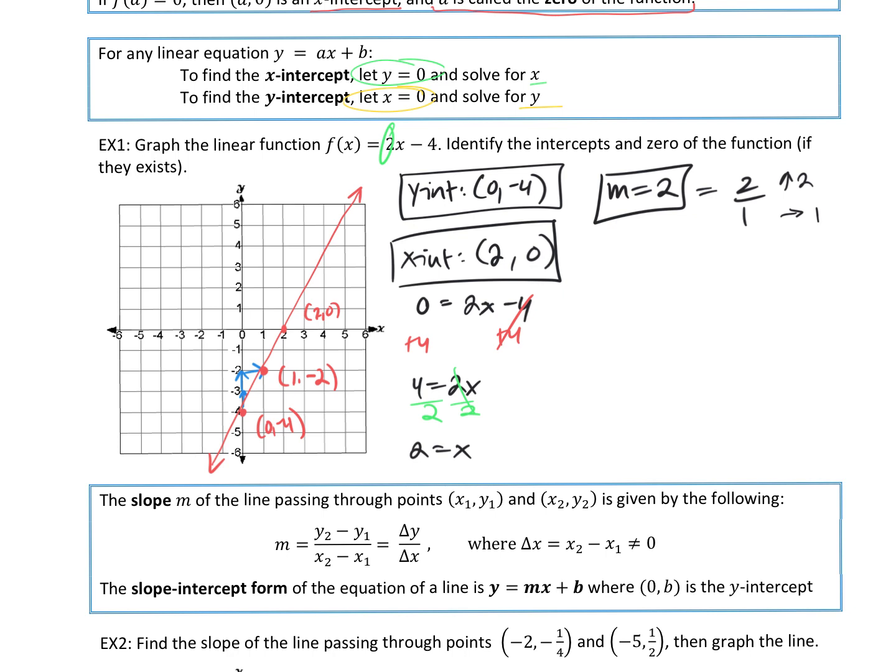So do we have a 0 of the function? We do. The 0 of the function is our x-intercept, which is 2. So the 0 of the function is 2.